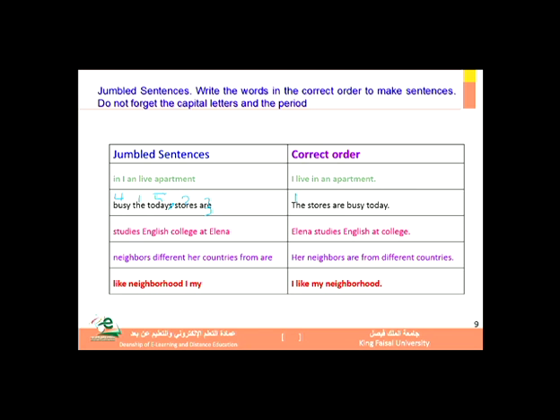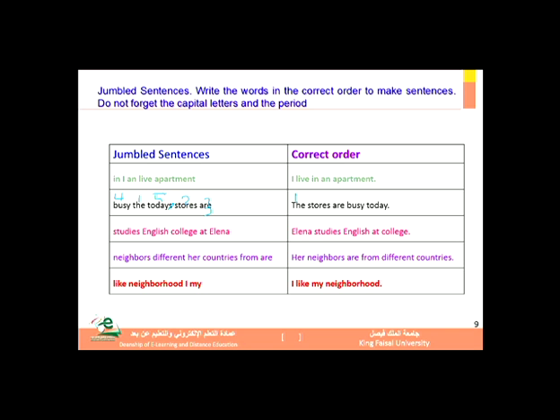Similarly, following the order of the sentence, we have neighbors, different, her, countries, from, are. The sentence is jumbled. You cannot really understand what it is, but it would always help to think that English sentences have always to start with a subject if we are talking about an affirmative sentence, a sentence that is not a question or a sentence that is not conditional, and so on and so forth.